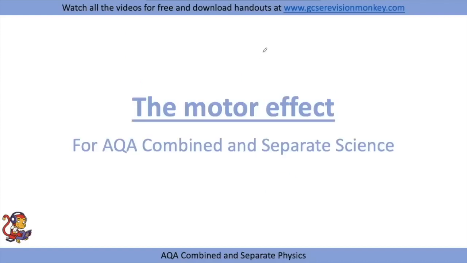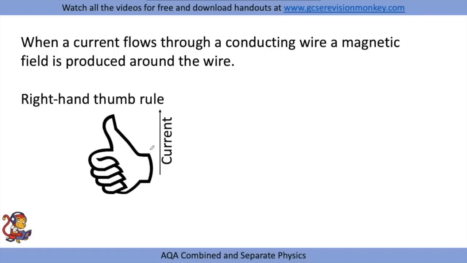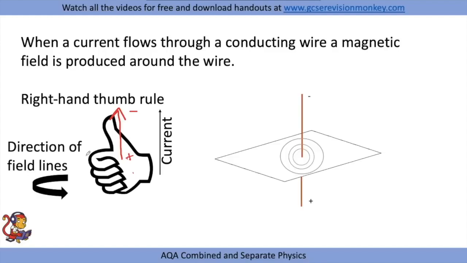The motor effect. When a current flows through a conducting wire, a magnetic field is produced around the wire. So let's have a look at the right-hand thumb rule. You can use your thumb to show the direction of current, and for example, if your thumb is pointing upwards, the direction of current will be up from positive to negative, and your fingers will show the direction of the magnetic field. You can imagine your fingers pointing inwards like so, and importantly, it has to be your right hand that you use to do this.